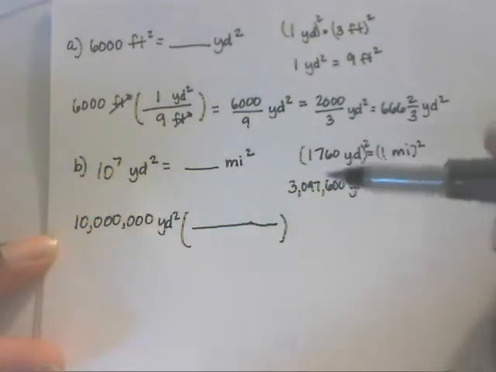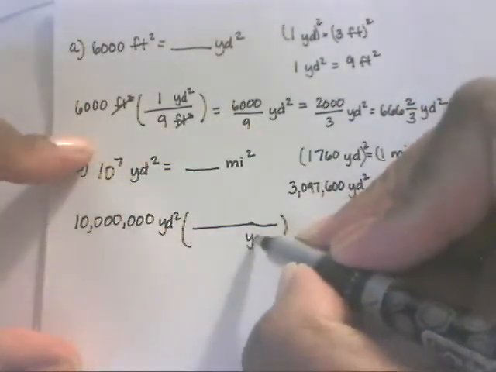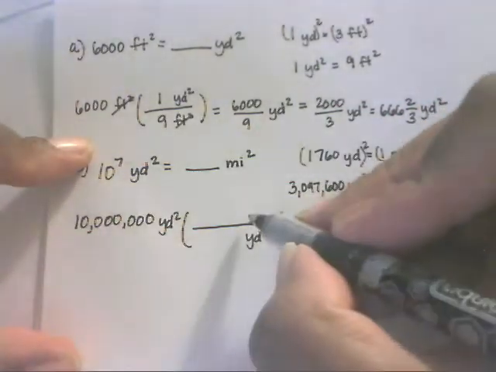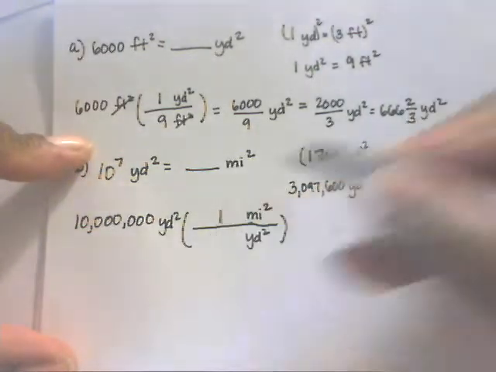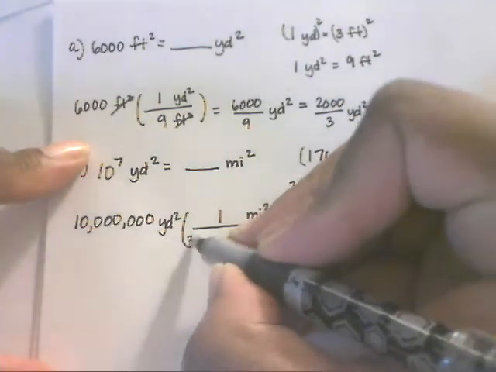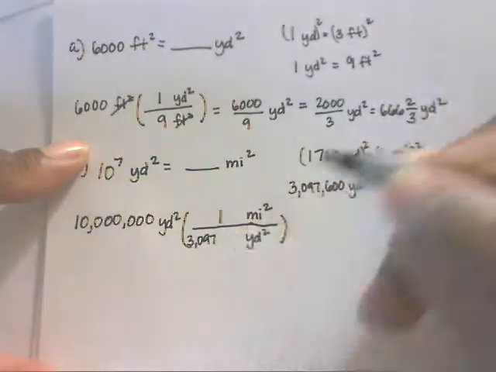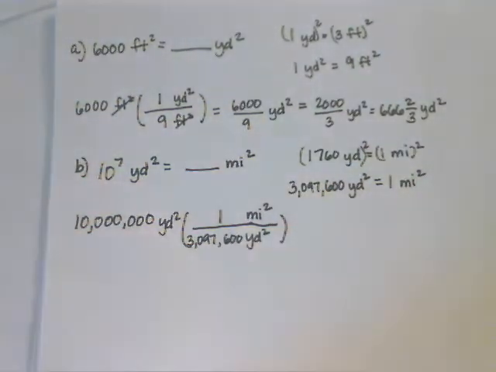now we're converting from square yards to square miles, so the square yards will be in the denominator. That's what we're converting from. And then square miles will be in the numerator. So here, 1 square mile, that 1 goes in the numerator, so that means that 3,097,600 square yards goes in the denominator.